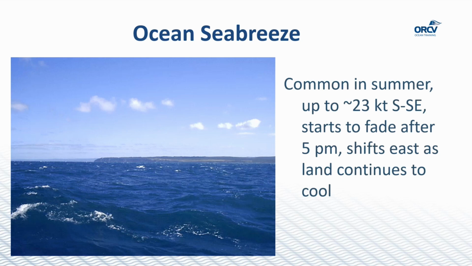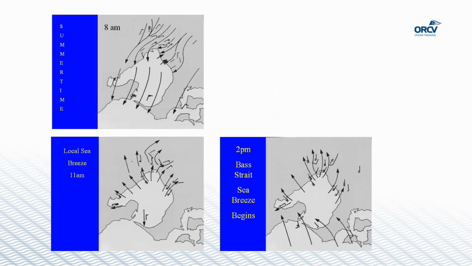the sun dying away, it progressively shifts east from about 3 to 5 o'clock. It gets up to 23 knots or so in the peak of summer. And here are a few diagrams showing the wind direction.